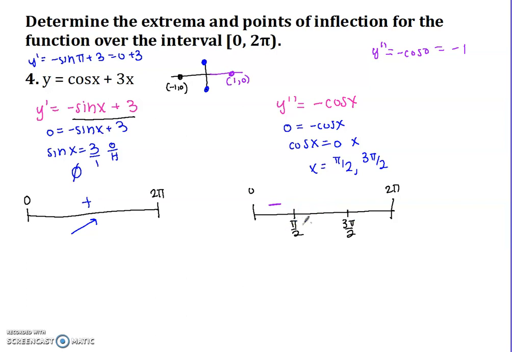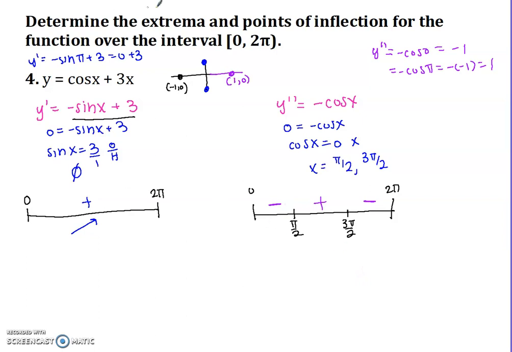Then if I check something between these two, so if I check pi, I would do negative cosine of pi. Well, cosine of pi is negative 1. So that's a negative, negative 1, which is positive 1. So that interval will be positive. And then I'm just going to check 2 pi, because 2 pi is in the same place as 0. So whatever I get for 0 is going to be the same thing that I get for 2 pi as far as positive and negative is concerned. So this part I know is also going to be negative.